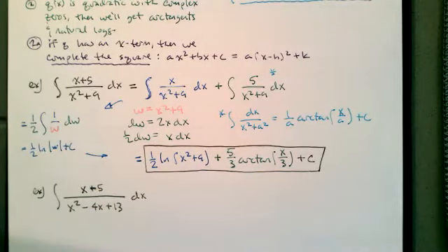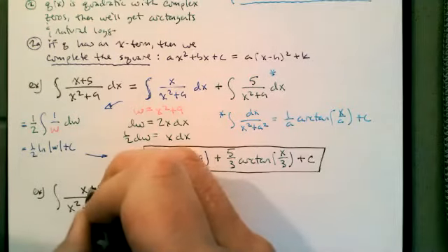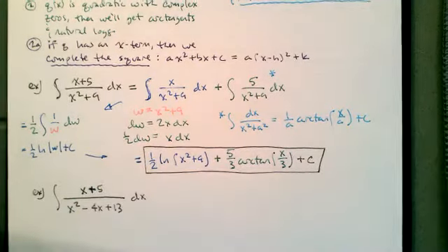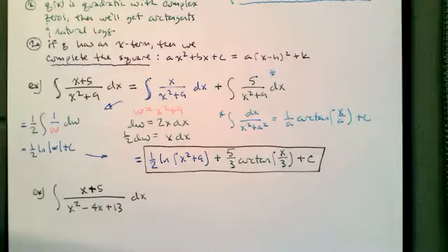What we're going to notice is that breaking it up with an x and then the 5 is not going to work in this case. That's not going to be what we want. So we look at our denominator. It's quadratic with complex zeros.